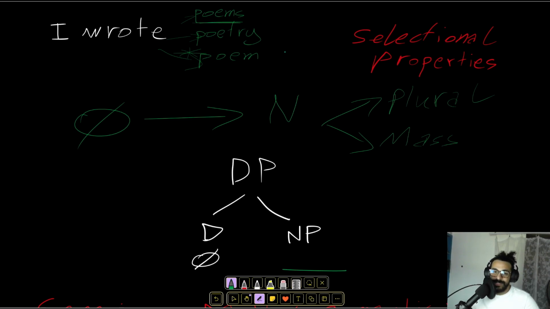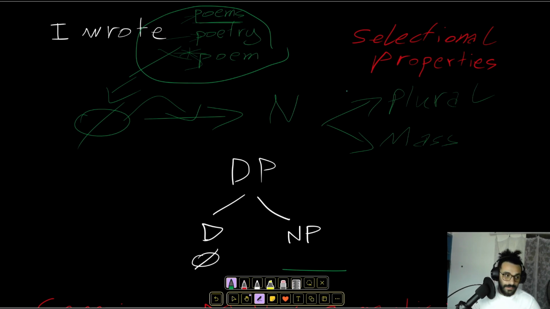Why? Because actually here there is a DP, and this DP is headed by this null constituent, and this null determiner only wants the noun that follows it to be either plural or a mass noun. This is the second property. So we've talked about a grammatical property, we've talked about a selectional property. Now let's move on to the third point.